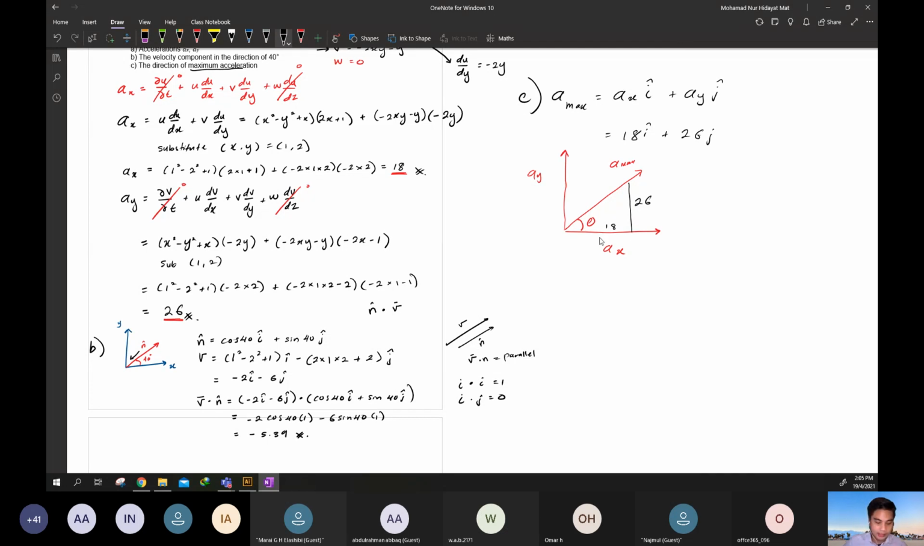So how do we get the theta here? Is it the tangent inverse? Tan inverse, theta equals tan inverse of 26 over 18, which is TOA. So finally we will get theta equal to 55.3.